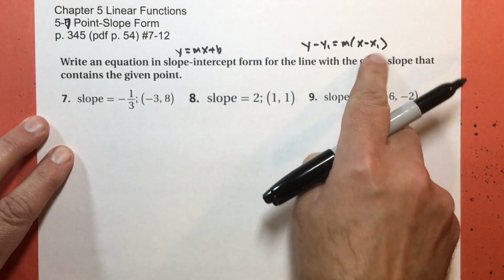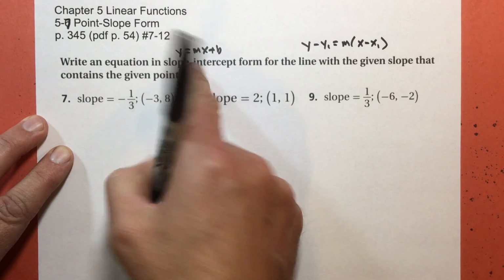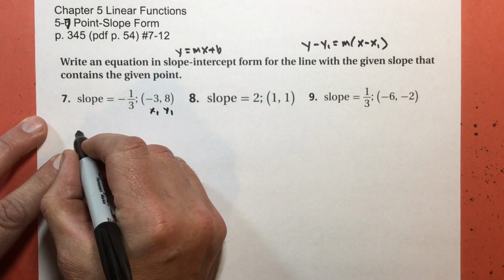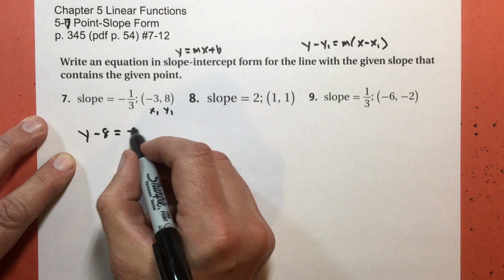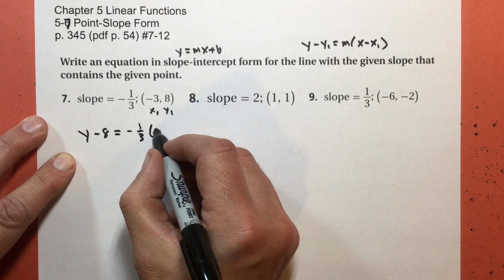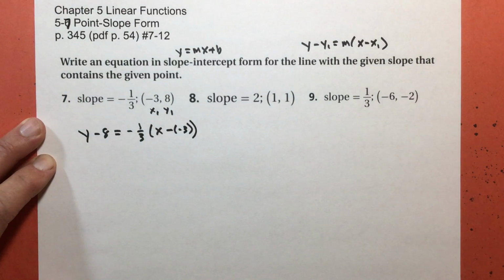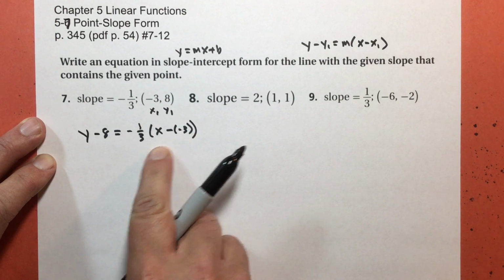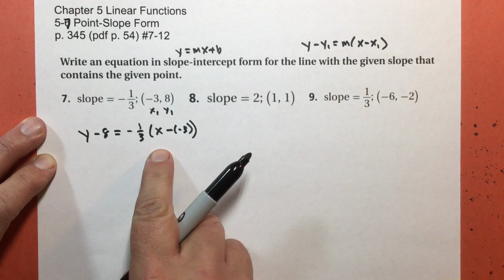So I'm going to start with this, just like in the previous video. This is x1, this is y1. So I go y subtract 8 equals negative 1/3 times x subtract negative 3. That is point-slope form.